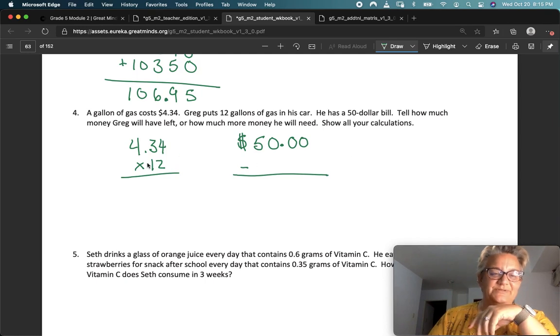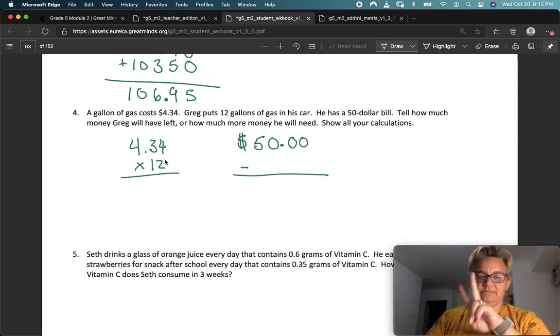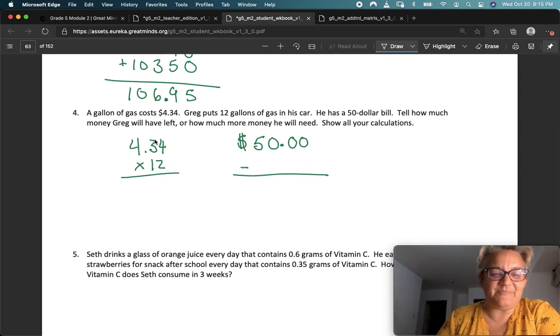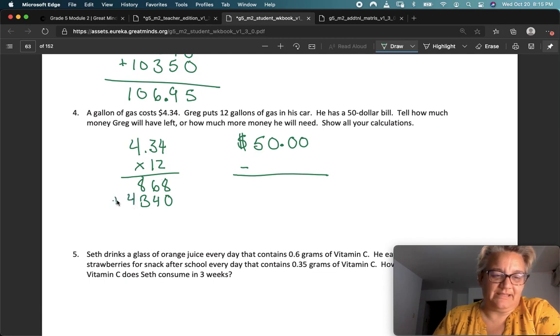Okay, so those are our 2 steps to this problem. This is a 2-step problem. So let's find out how much money he spent first. 2 times 4 is 8. 2 times 3 is 6. 2 times 4 is 8. Drop the 1. 1 times 4 is 4. 1 times 3 is 3. 1 times 4 is 4. Then add: 8, 10, 9, 10, 11, 12. Carry the 1, is 5.